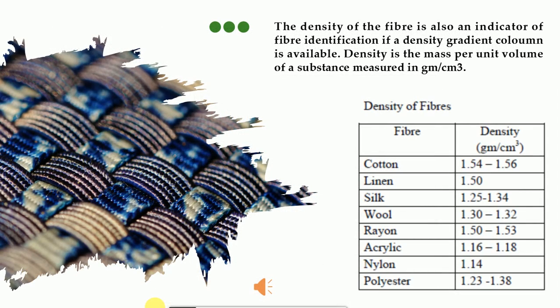The density of the fiber is also an indicator of fiber identification if a density gradient column is available. Density is the mass per unit volume of a substance, measured in gm/cm3.